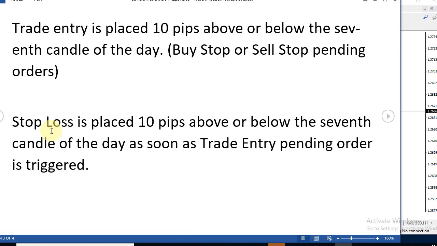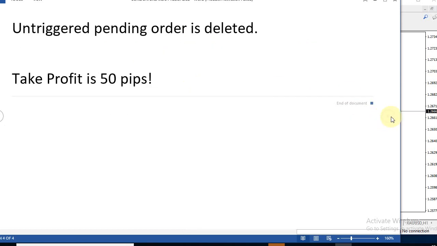Let's say your buy stop pending order gets triggered, then you delete your sell stop and place your stop loss to replace it. On the other hand, let's say your sell stop pending order gets triggered, you delete your buy stop and replace it with the stop loss for your trade. On trigger, the pending order is deleted. Take profit is 50 pips. You can take 50 pips, you can take more, depending on what your desire is. But for this strategy, we target 50 pips on a daily basis.